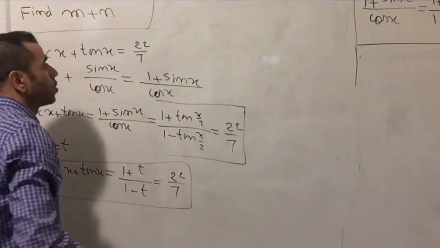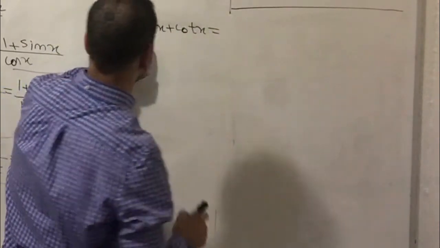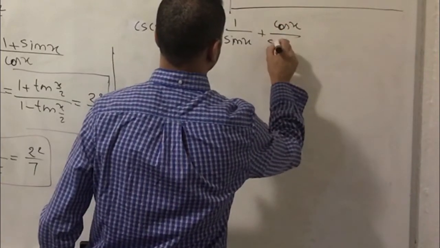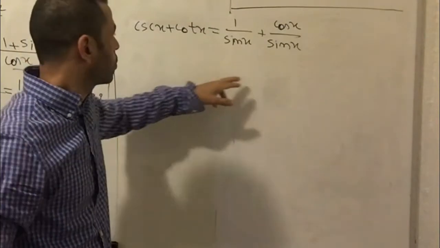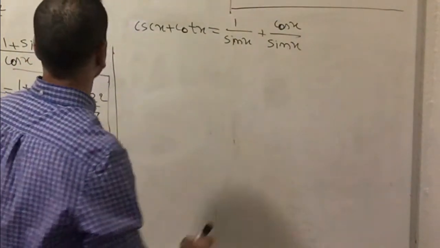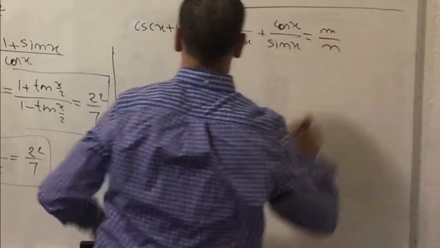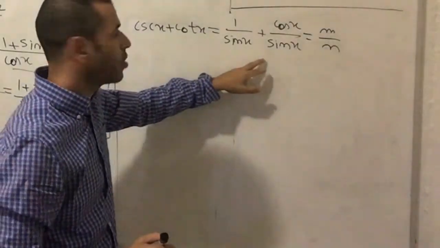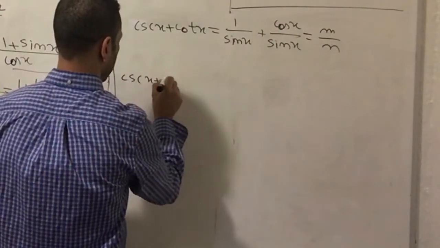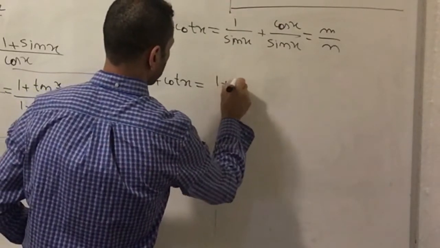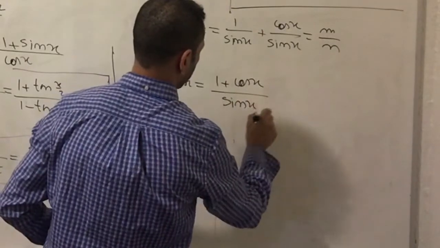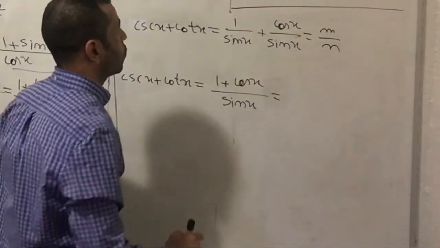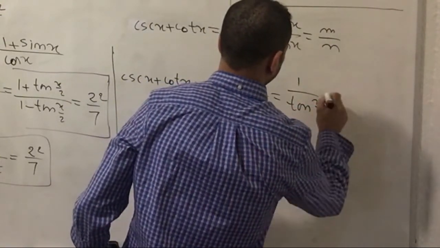I'm going to calculate the second one: cosecant x plus cotangent x. Cosecant x is 1 over sine x, plus cotangent x, which is cosine x over sine x. So this one equals m over n. I'm going to put sine x as a common denominator. So I will have cosecant x plus cotangent x equals 1 plus cosine x over sine x. I already proved it, which was 1 over tangent x over 2. So 1 over tangent x over 2 equals m over n.